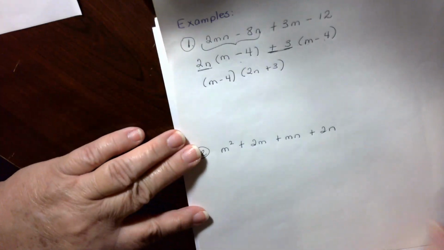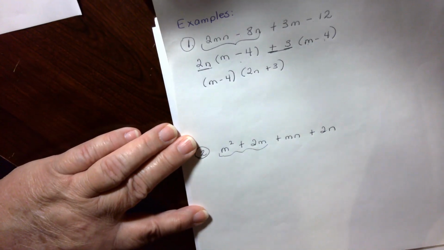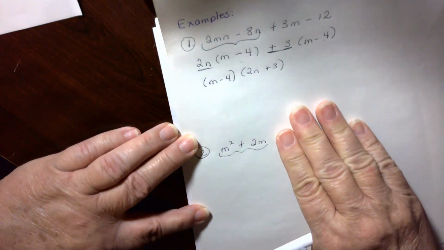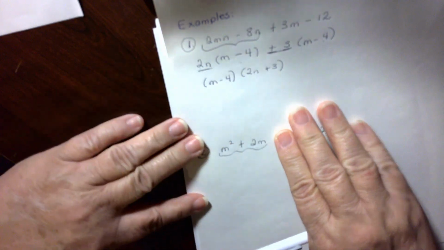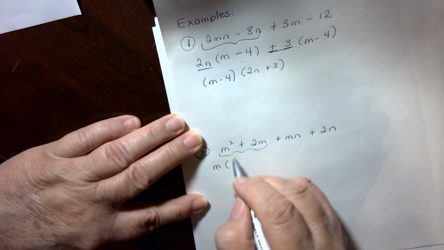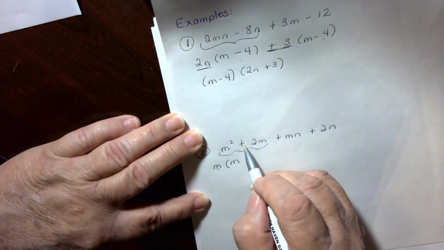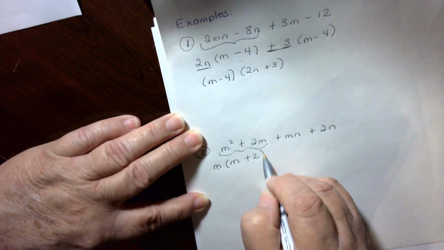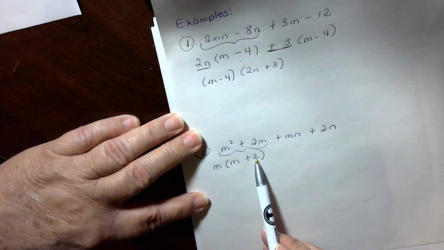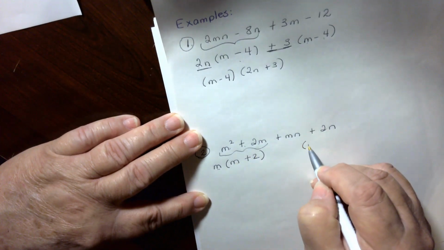Let's do another one. I group the first 2 terms and look for something that's common to just those 2. When I'm looking for that, I ignore this part. I'm only looking at those 2 terms. And what do I multiply by m to get m squared? That would be another m. What do I multiply by m to get plus 2m? That would be plus 2. So step 1 is factor a common factor from the first 2 terms. Step 2 is whatever that factor is, copy it down here.